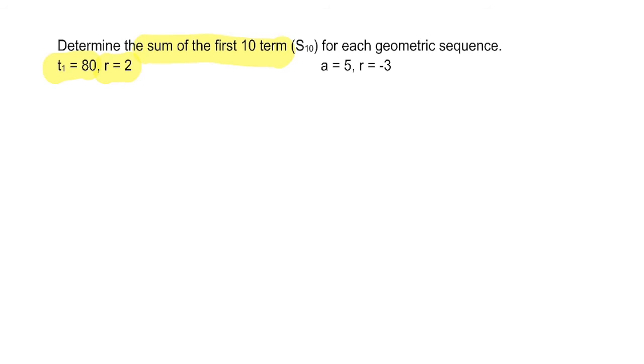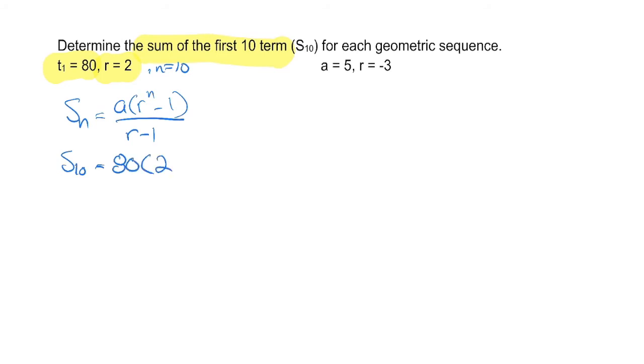So it's really just a straight application of our formula. Again, S of n is equal to A times R to the power of n minus 1 all over R minus 1. So n is 10. We want the sum of the first 10 terms. So S of 10 is equal to what we're given, A, which is 80, times R, in this case 2, to the power of n. So 2 to the power of 10 minus 1 all over R minus 1. In this case, R is 2, so it's just going to be 2 minus 1.